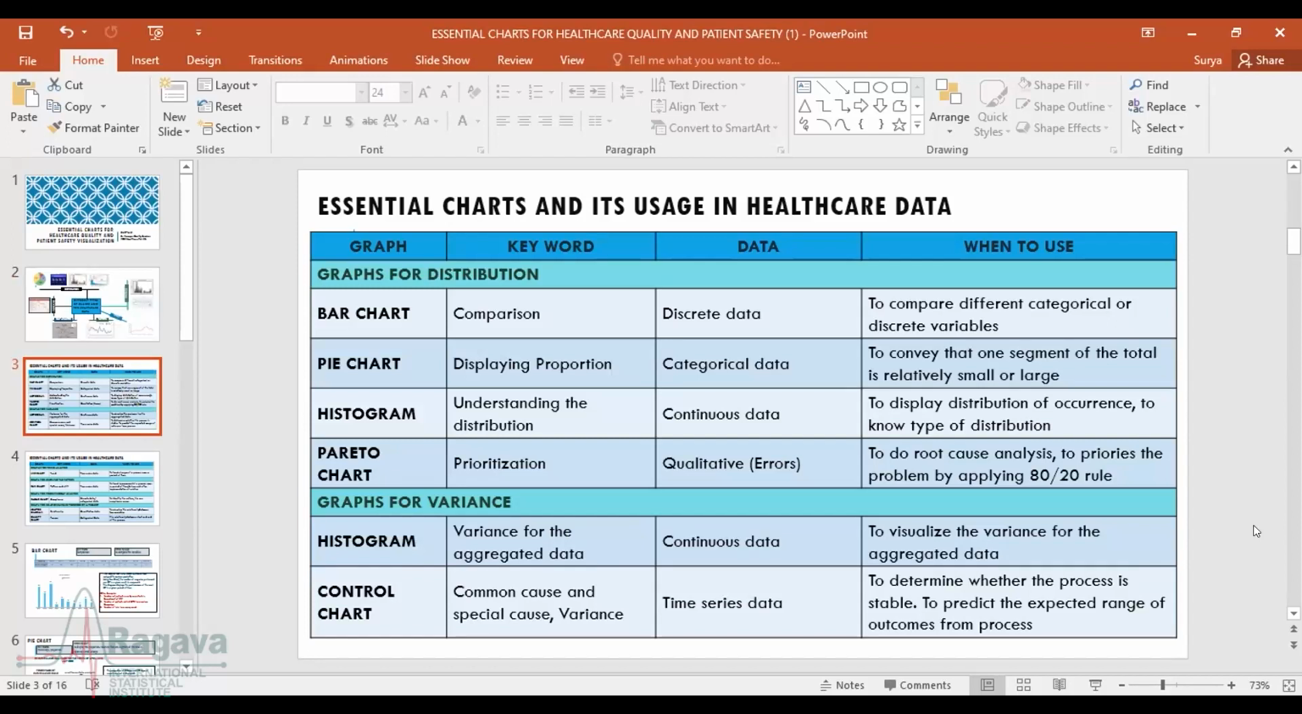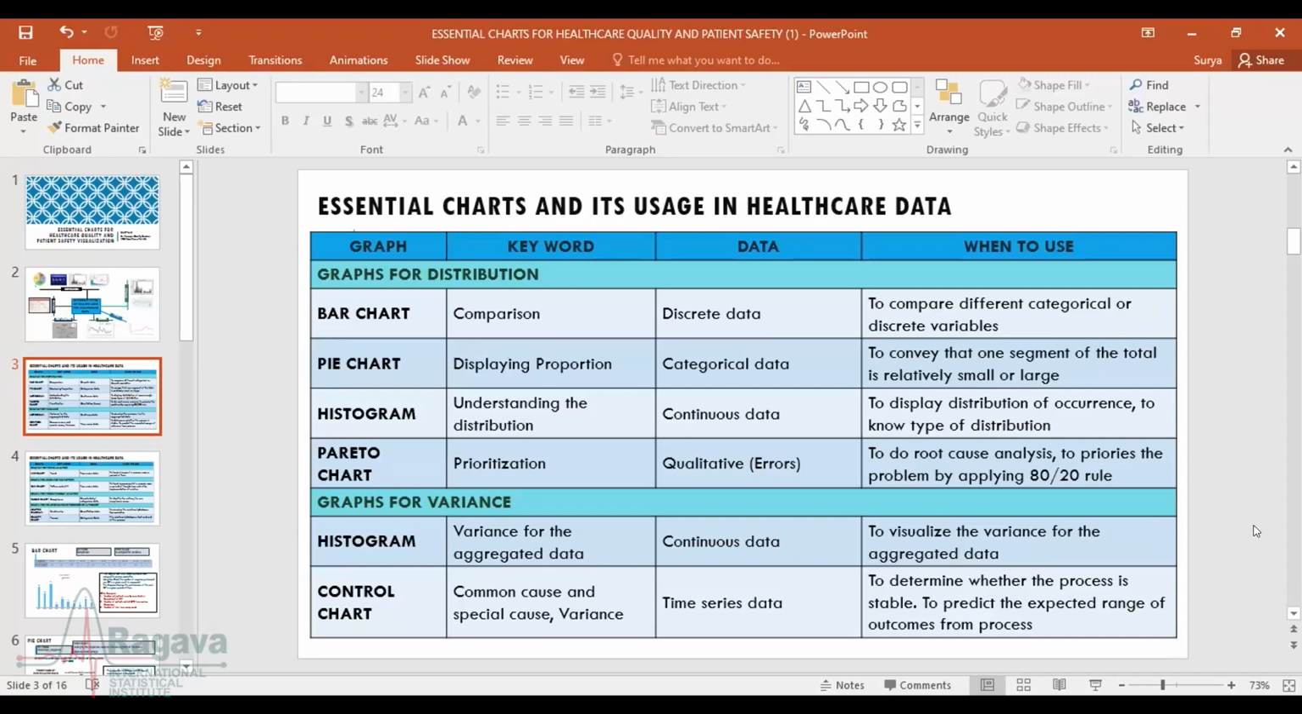In order to show the distribution, we can use bar chart, pie chart, histogram, and Pareto. We mainly use the bar chart to show comparison. We will have discrete data, so in order to compare various categorical or discrete variables, we will be able to know the comparison between those variables. During that time, we will be using the bar chart.